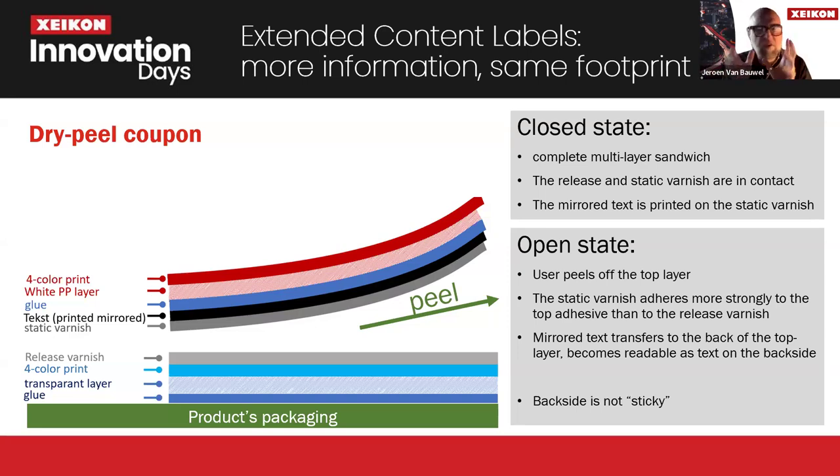And an extra advantage, which is often appreciated by brand owners, definitely for the dry peel coupons, is that the backside of the coupon is not sticky at all. And the glue is covered with the static varnish, and the static forces will allow you to reclose the label if needed.